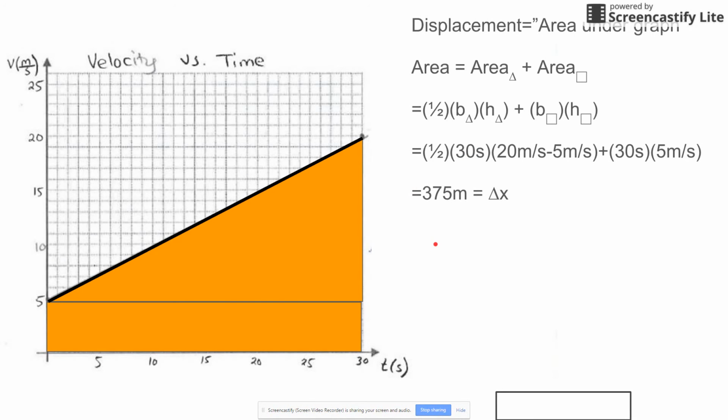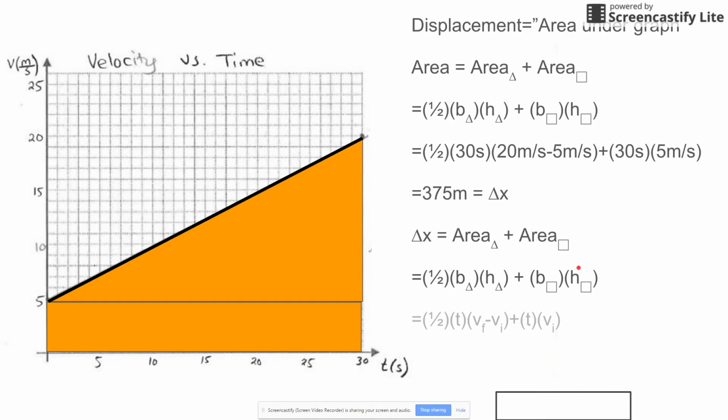But what happens if I just wanted to use this information more generally, just kind of a general equation that I could use instead of having to go to the graph every single time? Let's see if we can take this equation and just put in the general physics variables. So we start off, again, displacement is equal to the area of the triangle plus the area of the rectangle.